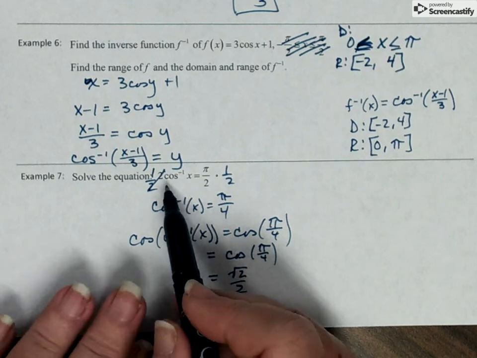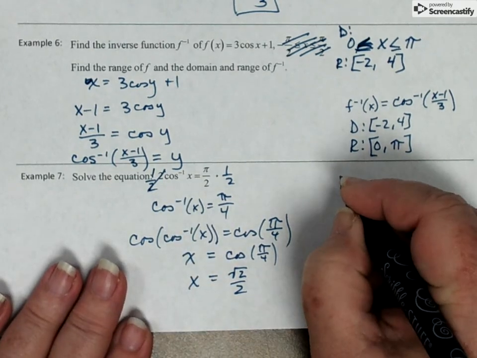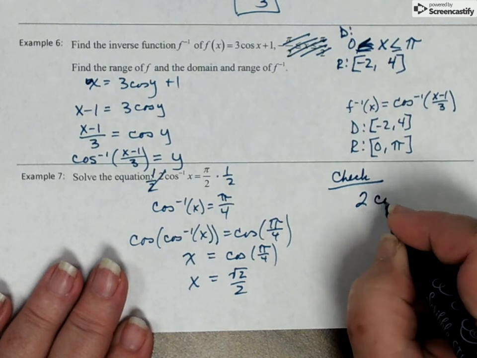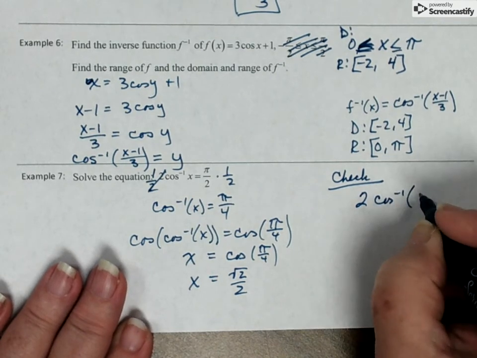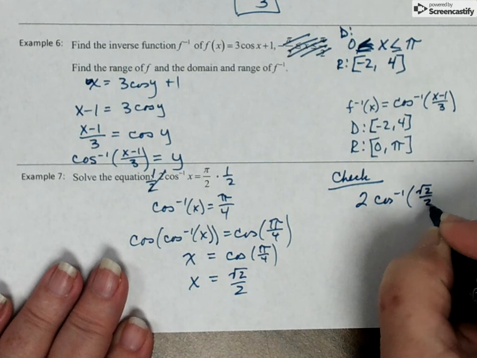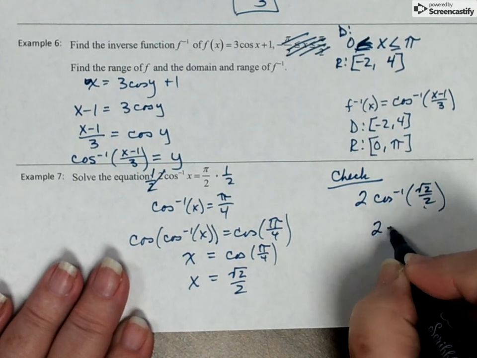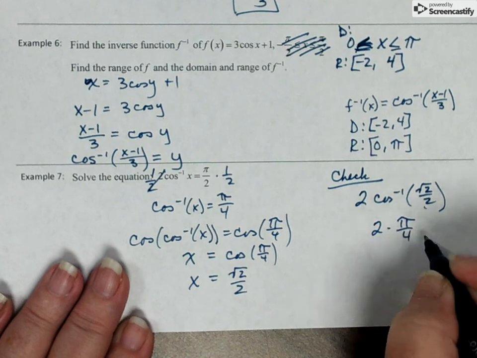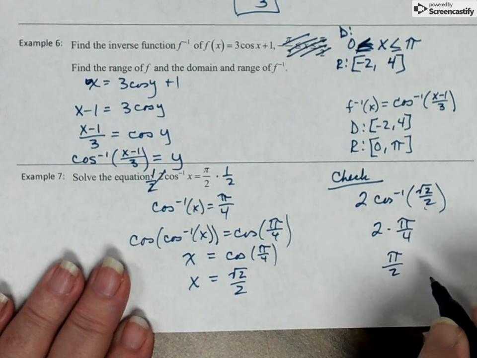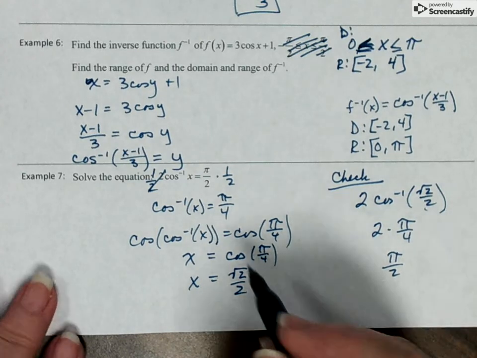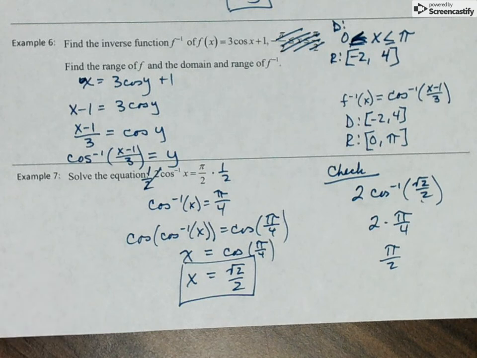So if I took this problem to check it, 2 times the inverse cosine of root 2 over 2. The inverse cosine of root 2 over 2 is pi over 4, and 2 times pi over 4 is pi over 2. There's the answer that we started with. We know that the right solution is for x to be root 2 over 2.